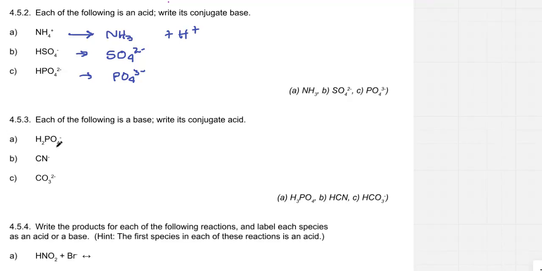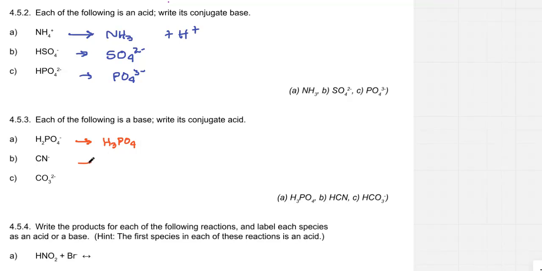Bases walk around all day saying, could anyone give me a hydrogen? I would like one more hydrogen. So if a base succeeds at getting a hydrogen, its hydrogen count will go up by 1 and its charge will go up by 1. So H2PO4 would turn into H3PO4. And the charge goes from -1 up to 0. We don't write zeros there, so we just leave that blank.